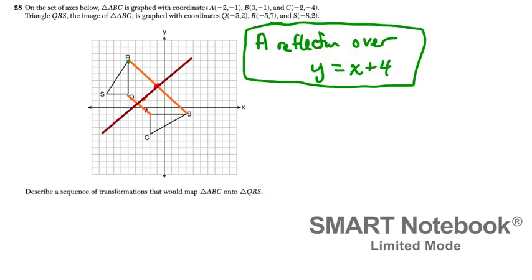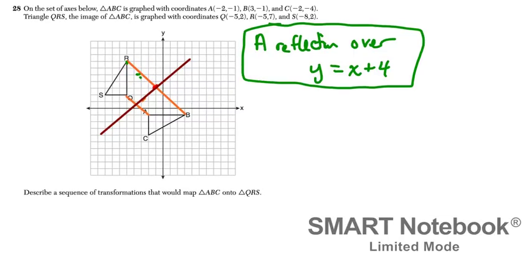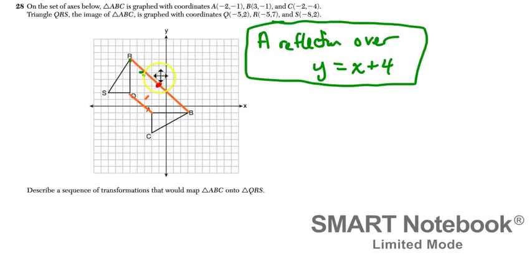But let's say I didn't see that. Let's say I wanted to take a few more steps, and I could. So another thing I could do, let's get all this out of here. My go-to method, if I'm not sure what else to do, is I start by translating the shape so that one of the points maps onto one of the other ones. So I would start by translating it by this vector right here, so that A maps onto Q.